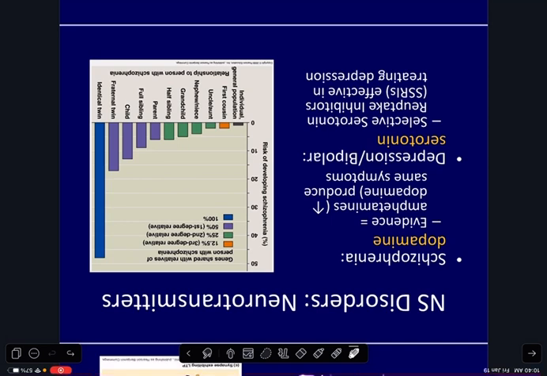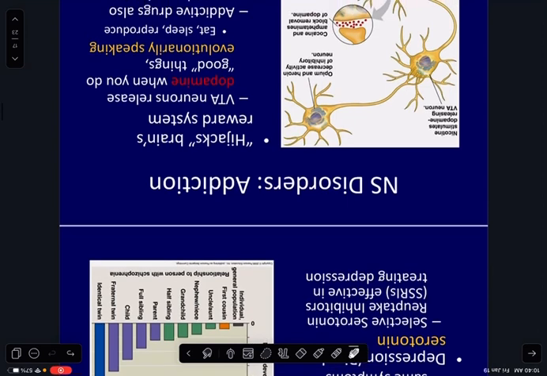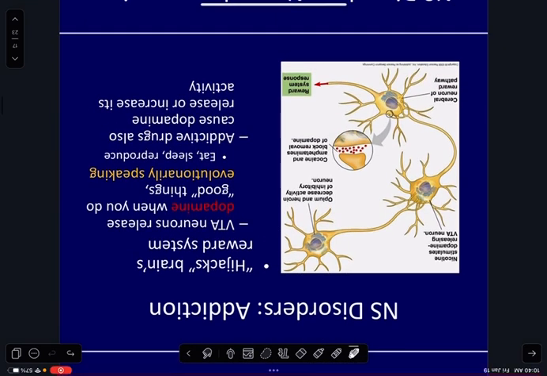So addiction is a nervous system disorder, and here again is the reward pathway. Maybe this is a little bit more thorough than just me going off on a tangent about it. Your reward pathway is composed of neurons called VTA neurons. VTA neurons are the ones that release dopamine when you do a good thing. And that's evolutionarily speaking, right? This is an evolved pathway.